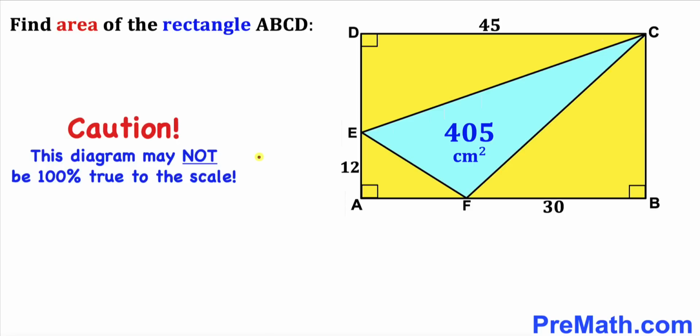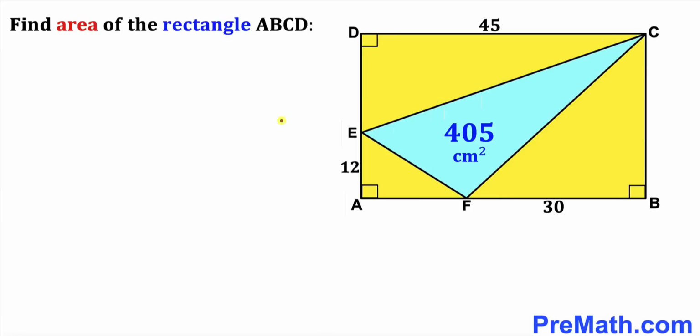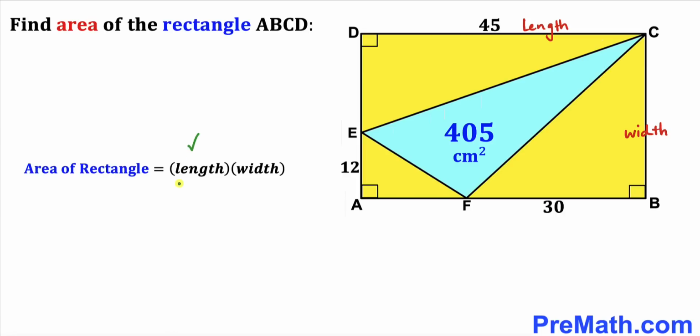Let me make it very clear that this figure may not be 100% true to scale. Let's go ahead and get started with the solution. Since we are interested in finding the area of this rectangle ABCD, let's recall the area of a rectangle formula. Area equals length times width. In our case, our length is 45 and we don't know our width. Let's assume that the width of this rectangle ABCD is y centimeters. Now our task is to find the value of this width y, so that we can figure out the area of this rectangle by using this formula.